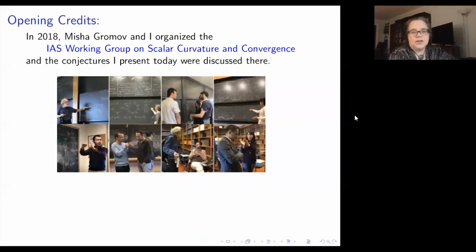A lot of what I'll be talking about today are conjectures that were devised during the IAS working group on scalar curvature and convergence in 2018. So I just thought I'd include some of the photos from the people who were there.